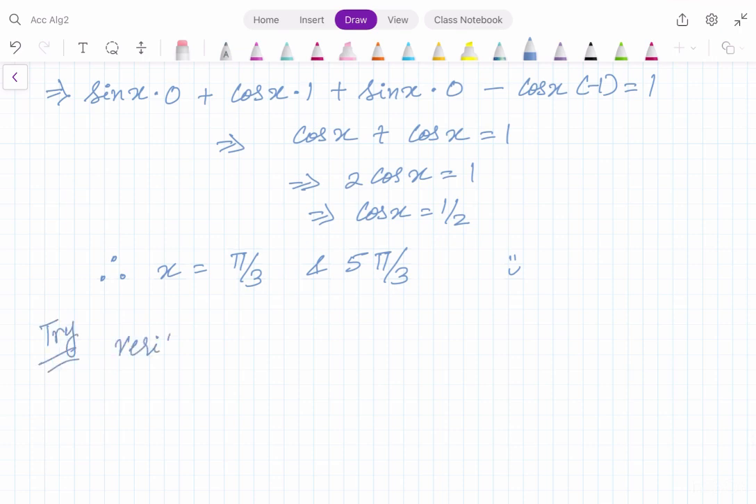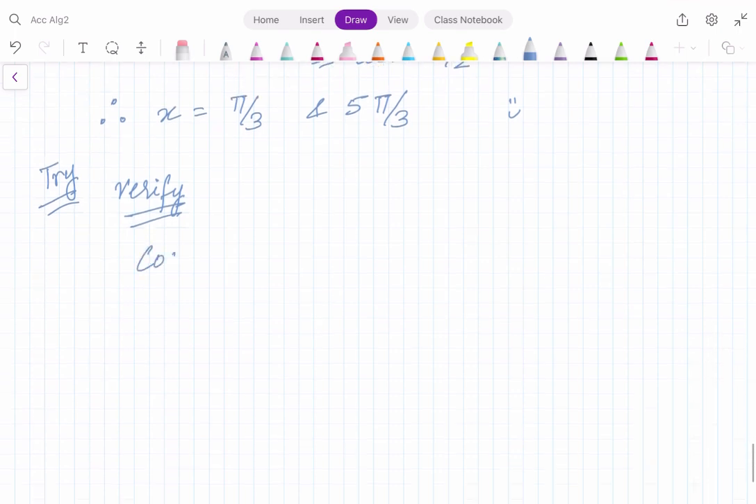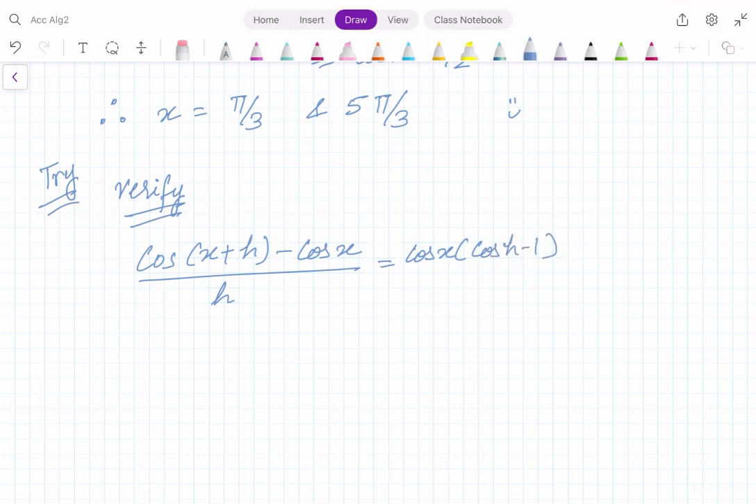After this, I want you to try and verify this particular equation using the concept of sum and difference formula. So they want cos of x plus h minus cos x over h equal to something like this. So you have to apply the concept of cos A plus B. Give it a try, and I will see you in the next video.